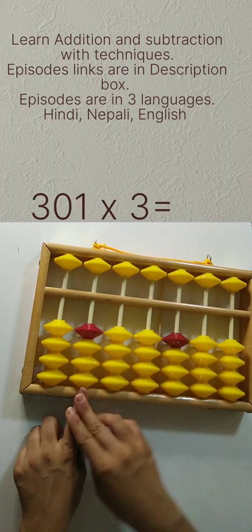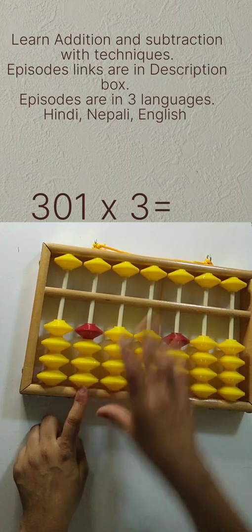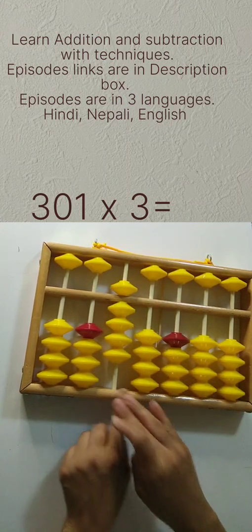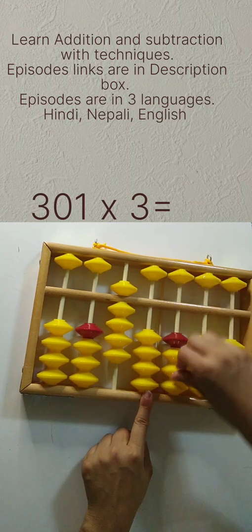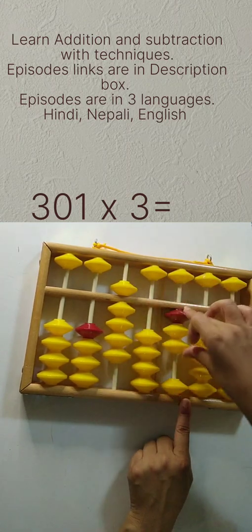301 multiplied by 3. 3 threes are 9, 0 9. 3 0 is 0. And 3 1 is 0 3. And your answer is 903.